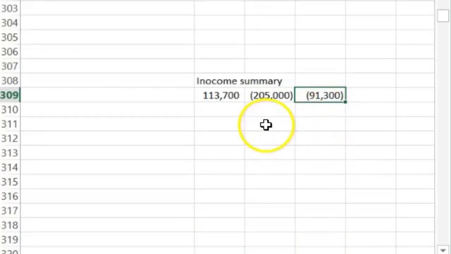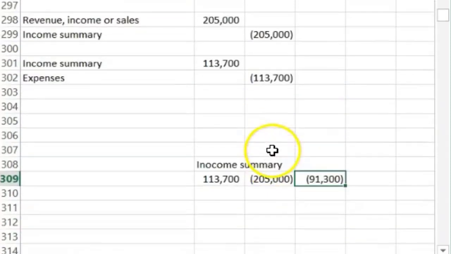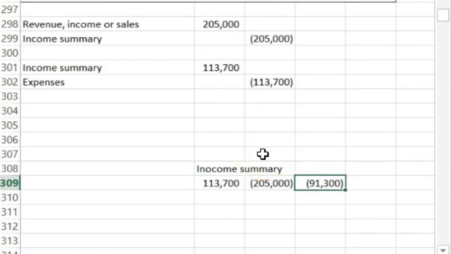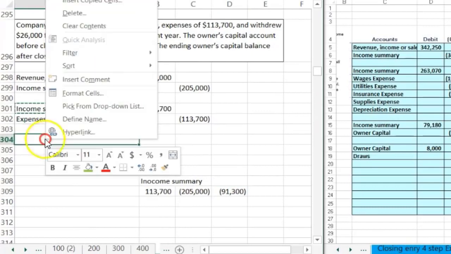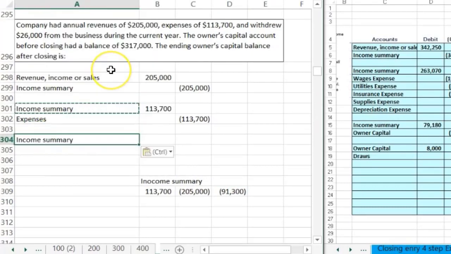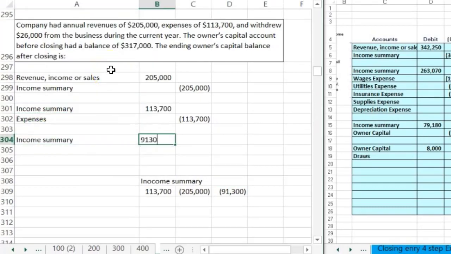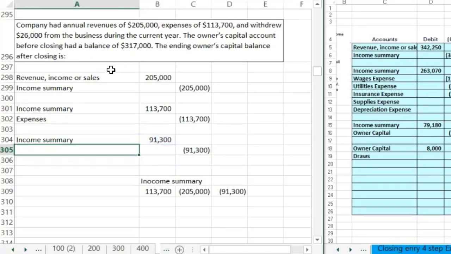You can also think of that down here if we summed them up. And then what we're going to do is close out the income summary account. The income summary has 91.3 in it. It's a credit. We then need to debit the income summary, so I'm going to copy that. I'm going to debit the income summary for the 91.3 and credit capital for 91.3, and that's the one we're actually looking for, the owner's capital account.